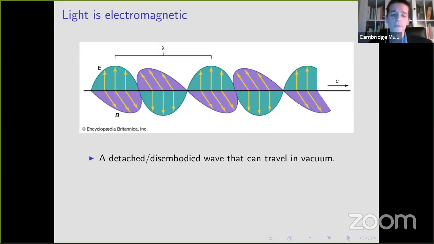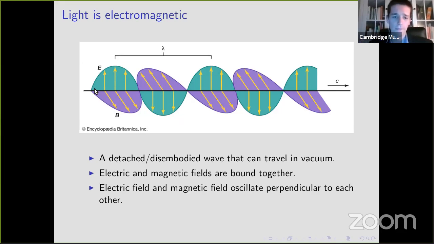And here is the structure. So we have a detached or disembodied wave that can travel in vacuum. The electric and magnetic fields are really bound together. They are synchronized. The electric field and the magnetic field oscillate perpendicular to each other. So one sees an oscillation here of the electric field and an oscillation here of the magnetic field, perpendicular to the electric field. And both are perpendicular to the direction of travel, which is this way in this case.